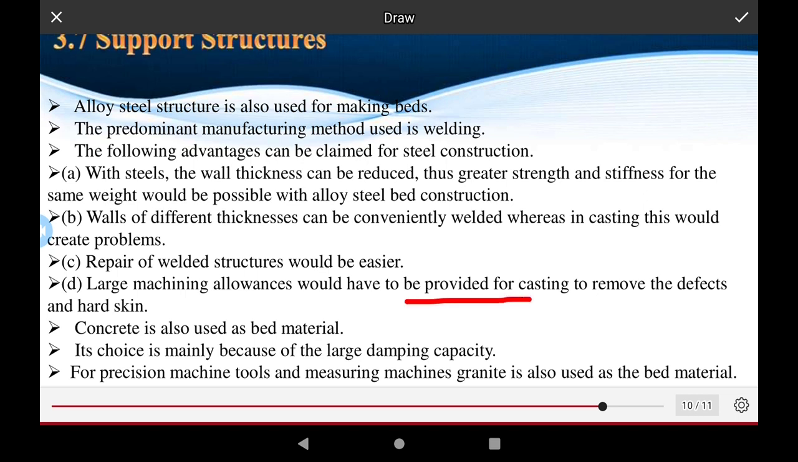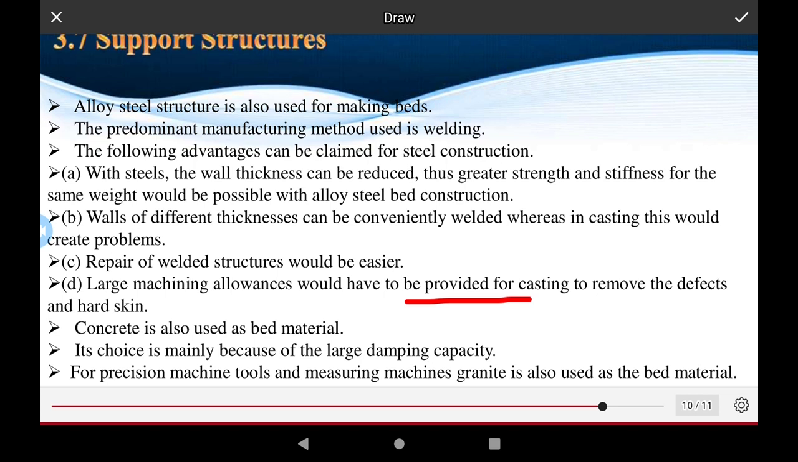and large machining allowances would have to be provided for castings to remove defects and the hard skin on the bed and machine elements. Concrete is also used to make platforms that support the machine columns and bed. It is the choice mainly because of its large damping capacity, which is a property and quality of the platform.